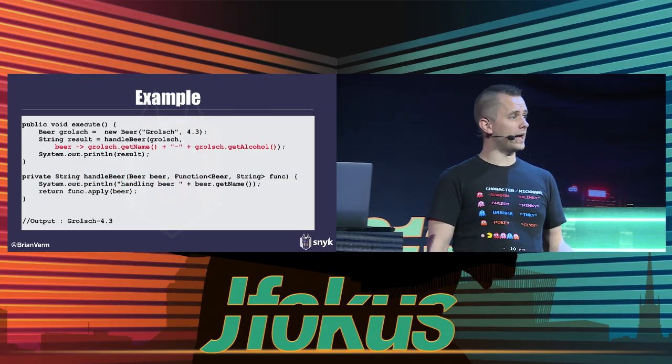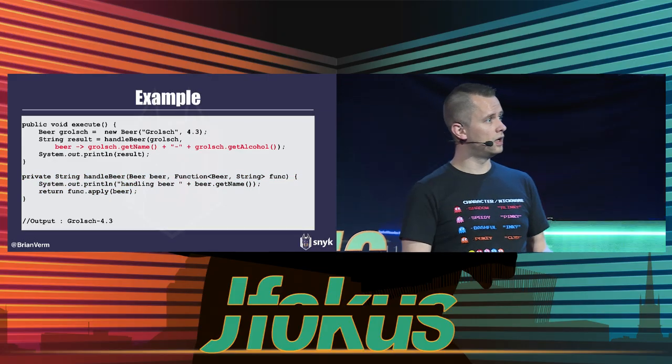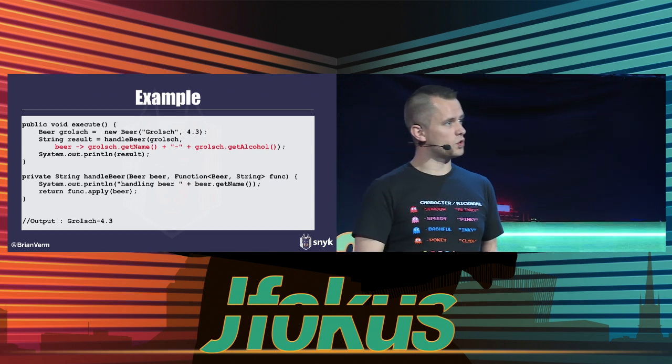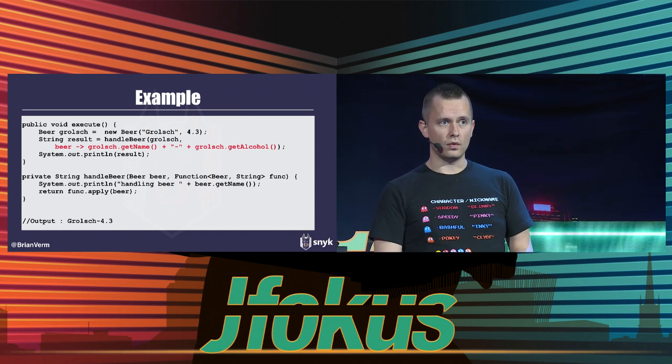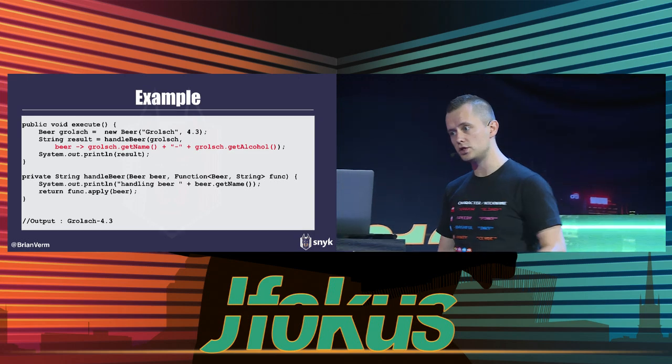Over here, we apply a lambda on it, and, well, this function is quite readable. We have a beer, we want the name, we want the alcohol percentage, and we want to print it out, right?